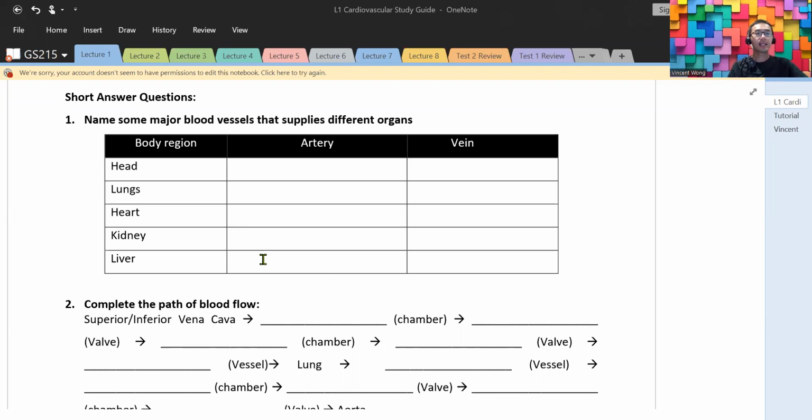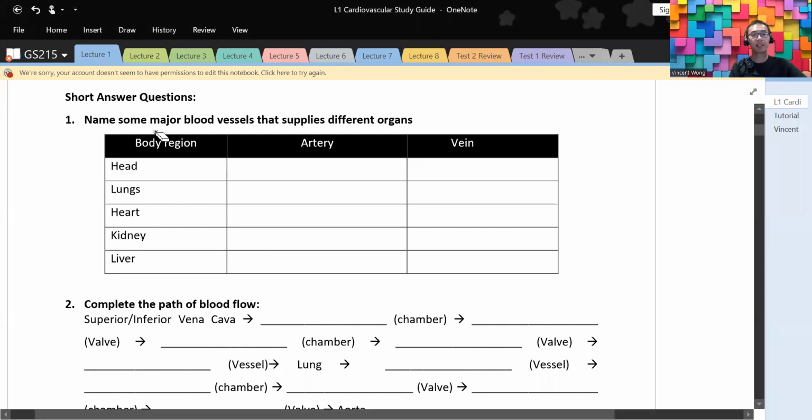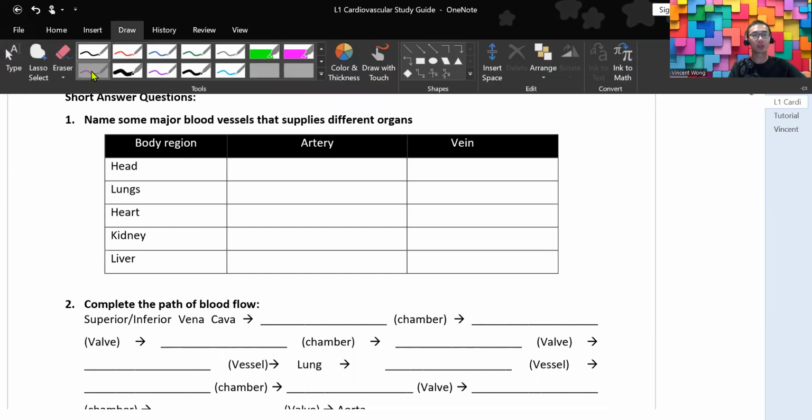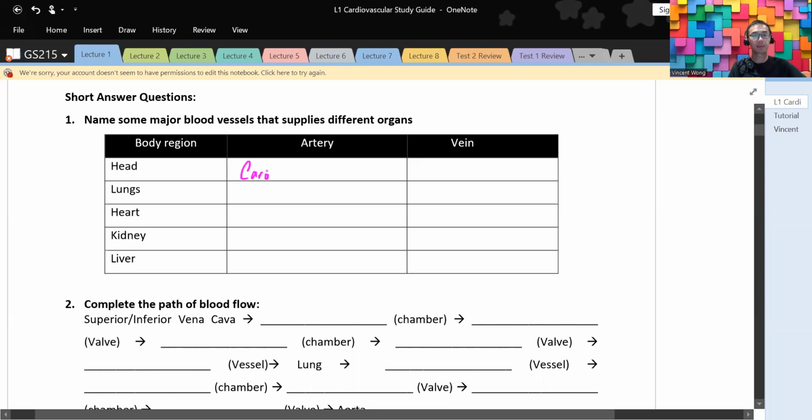So first question here, it says name the major blood vessels that supply different organs. So we have the arteries going to the head, and that one we call the carotid artery. Carotid artery. Okay. Next, going to the lungs, we have what's called the pulmonary artery.